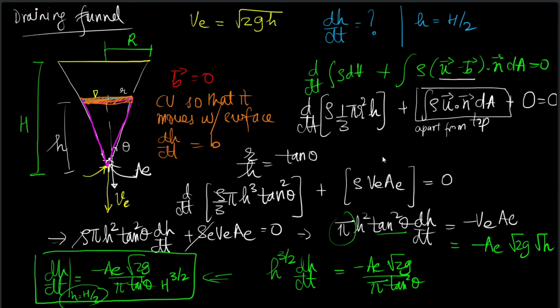So now in this particular approach, we have considered that the control volume moves with the surface. Alternately, we can choose another control volume which is fixed. Let us see how to do that. So let me redraw the cone or the funnel, and let us choose this entire thing to be the control volume.